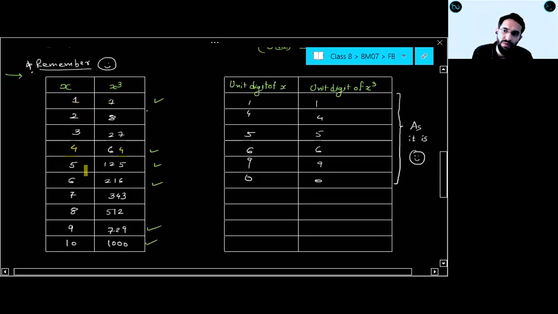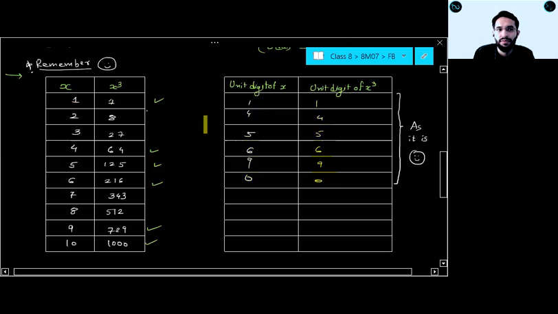For 4 it is 4, 5 it is 5, 6 it is 6, 9 it is 9, and 0 it is 0. If the unit digit of x is 1, 4, 5, 6, 9 or 0, you get the same unit digit for x cube. 1, 4, 5, 6, 9, 0. Are you getting my point?